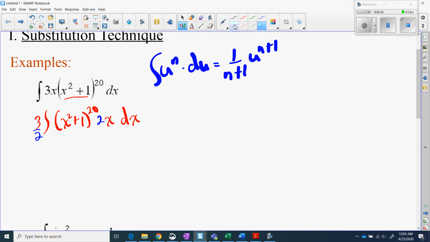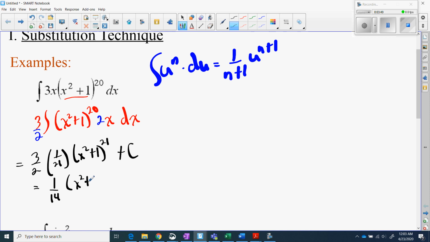So my solution will now be 3 over 2, add 1 to the exponent, so it's going to be 21, divide by that new exponent, 1 over 21, and then I'll have u to the n plus 1. And of course for indefinite, meaning there's no bounds on these, we always are going to put our plus c back on here now. We just tidy that up a little bit. 3 goes into 21 7 times, so it'll be 1/14 x squared plus 1 to the exponent 21 plus c.